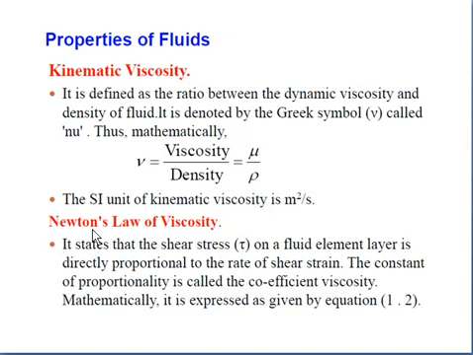Now, the next point, that is Newton's law of viscosity. It states that the shear stress tau on the fluid element layer is directly proportional to the rate of shear strain. Shear stress is directly proportional to the rate of shear strain. The constant of proportionality is called the coefficient of viscosity, and mathematically it is expressed by the formula, equation 1.2. We have already seen it in the case of dynamic viscosity.